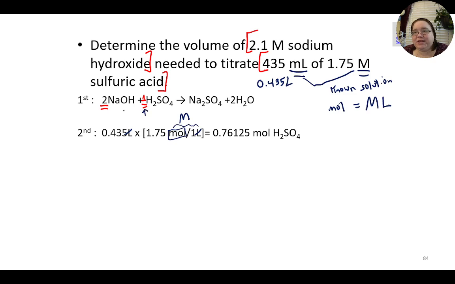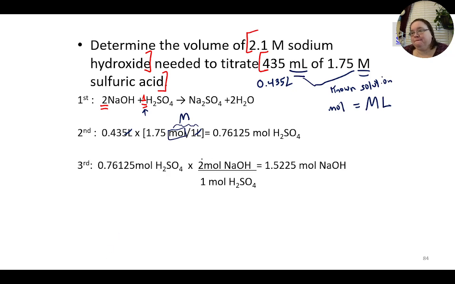Well, my acid reacts in a 2-to-1 ratio. So I'm going to have to use my mole ratio to get rid of moles of acid and go to the moles of the base. Notice I have 2 moles on top because I'm trying to get to the base, and I've got 1 on the bottom because I'm trying to get rid of the acid. Now that we know our moles of base, we can calculate our volume.